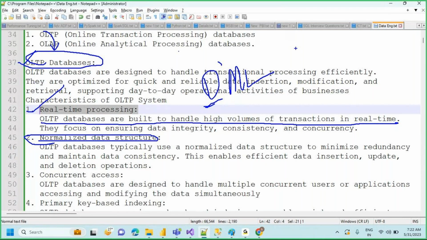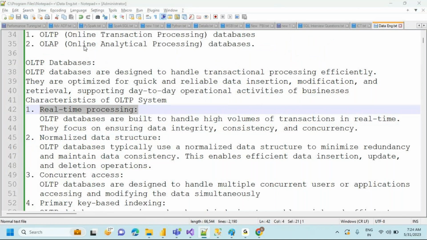But the OLAP system is not going to support this. It supports it, but it is not supposed to do it. We are responsible for modification of the data in the OLTP system. But when it comes to the OLAP, we cannot directly go and modify the data here. It has to come through the process. But when it comes to here, we can cancel the order.